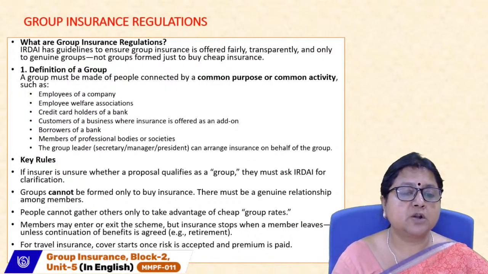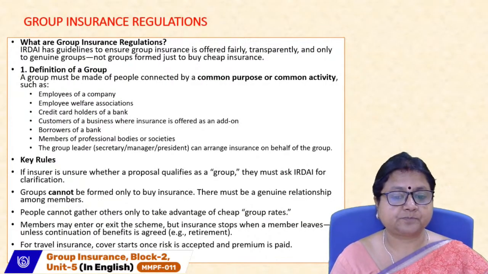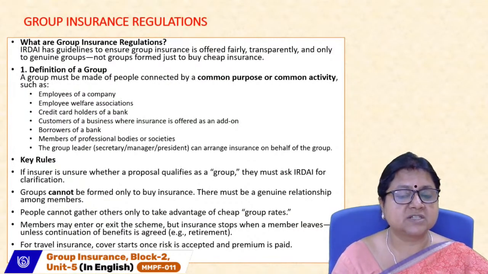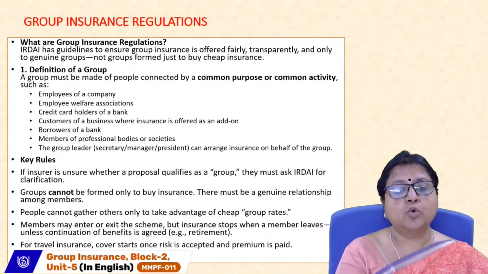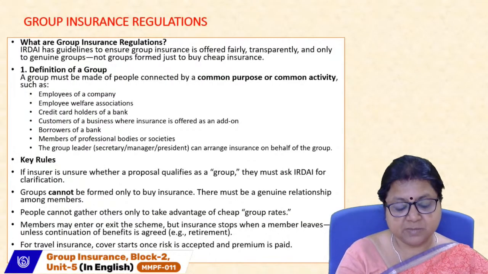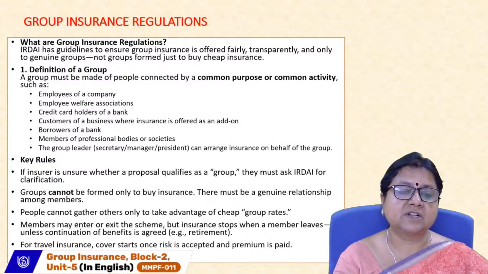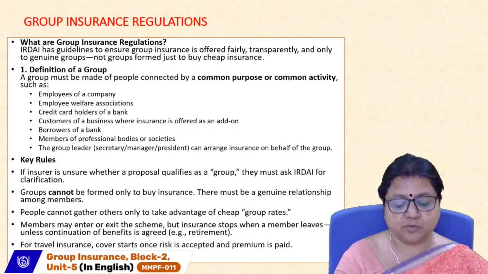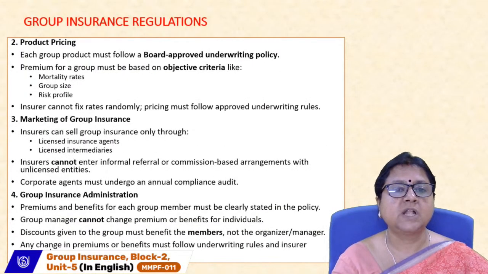So members may enter or exit the scheme, but insurance stops when a member leaves unless continuation of benefits is agreed. And for travel insurance, cover starts once the risk is accepted and the premium is paid. So only when the premium is paid by the policy holder, after that only the insurance coverage starts, from that particular month only.